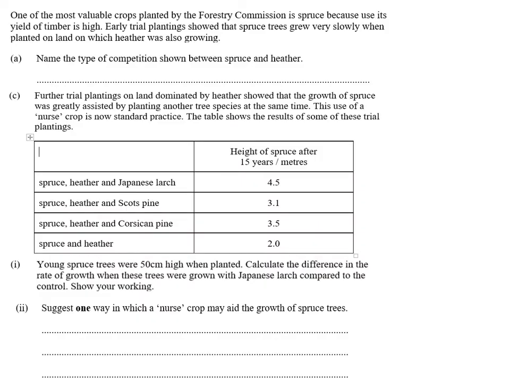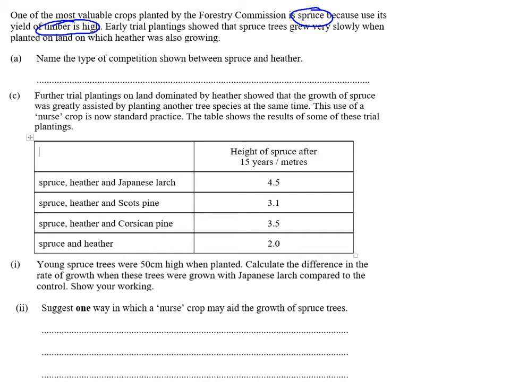So this is quite a nice example of an exam question with a little bit of maths involved as well. So the question says, top left, one of the most valuable crops planted by the Forestry Commission is called spruce. And this is because spruce trees have a very high yield of very high quality timber. Now, early trial plantings showed that spruce trees grew quite slowly when planted on the same land as heather. And then it says, name the type of competition shown between spruce and heather.